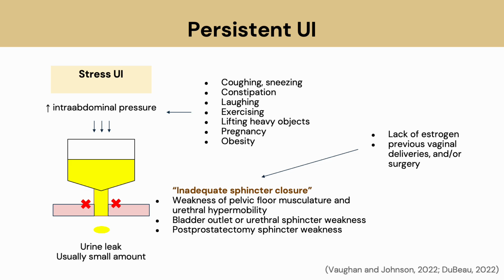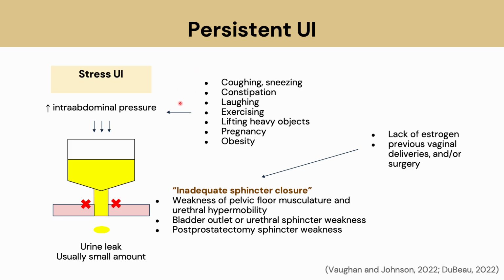Moving on to the subtypes of persistent UI, let's start with stress UI. The underlying mechanism is inadequate sphincter closure during periods of increased intra-abdominal pressure. In other words, whenever the pressure inside the bladder exceeds the urethral closure pressure, urine leaks. Typical triggers are anything that increases intra-abdominal pressure, such as coughing, sneezing, laughing, exercising, lifting heavy objects, or other activity that strains the abdomen. Chronic conditions that repeatedly increase intra-abdominal pressure, including obesity and chronic constipation, also increase the risk.